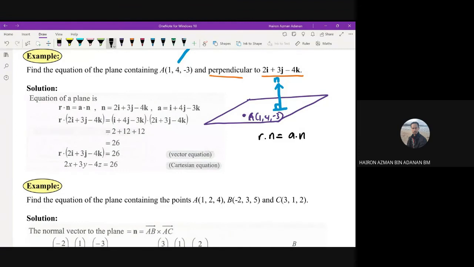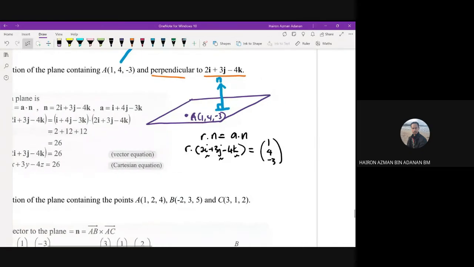Okay, in vector form, just write r dot the vector normal. What is the vector normal? That is 2i + 3j - 4k. This is your vector normal. What is your a? A is a point on your plane. A is (1, 4, -3). Then you dot with the normal. The normal is (2, 3, -4).